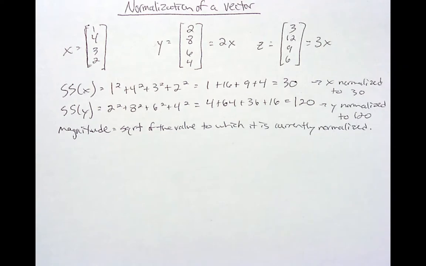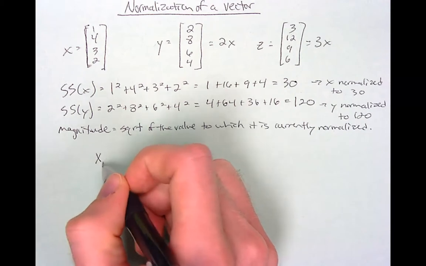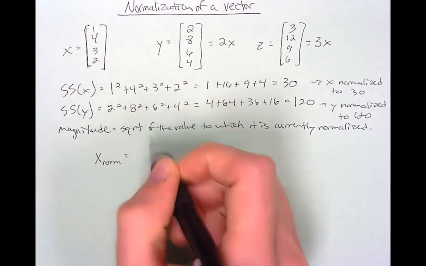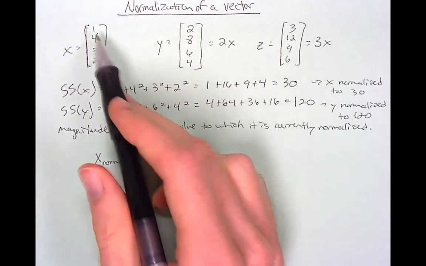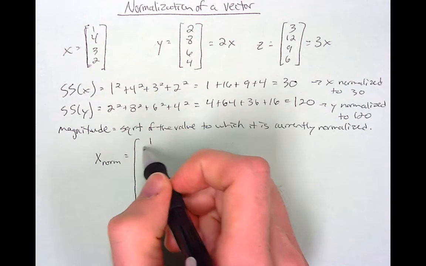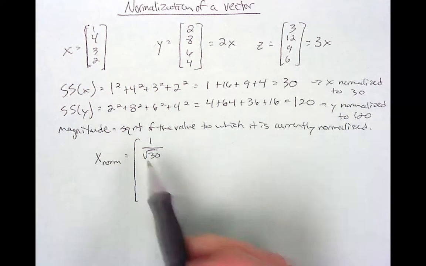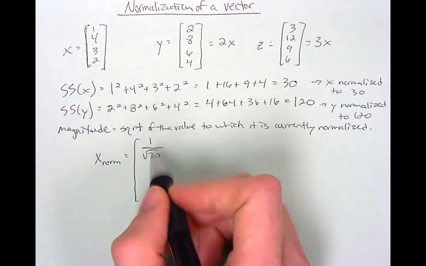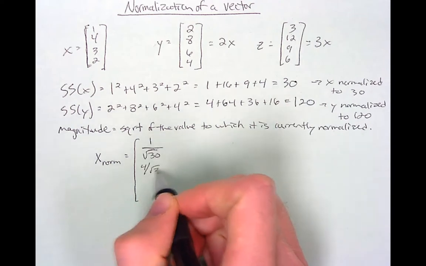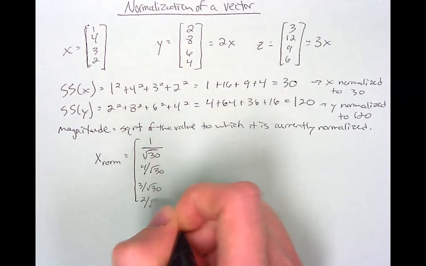That's important to know. So we can have, let's say, vector x normalized, and we're going to take this first value, 1, and divide by the square root of 30. So divide by the magnitude, the square root of the value to which it's currently normalized. Then we're going to take 4 and divide it by the square root of 30. The next element is 3, and then 2.